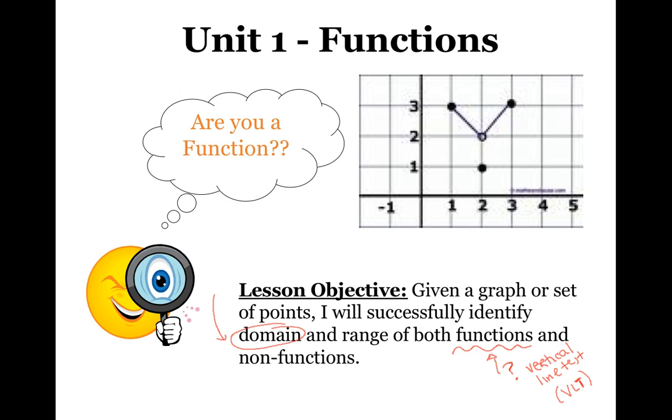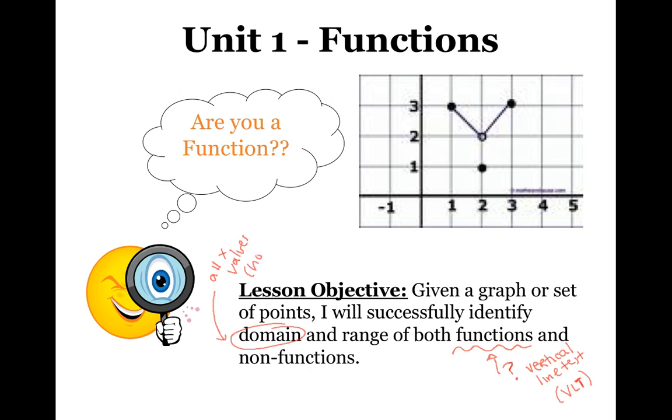Domain, if you recall, is the x values, right? So it's all the x values. It might be written as an interval. A lot of times I write it as an interval if it's a continuous graph. Whereas if it's just a set of points, that's what we refer to as discrete, and you would just have to list out the points in the domain. It doesn't include everything between them.